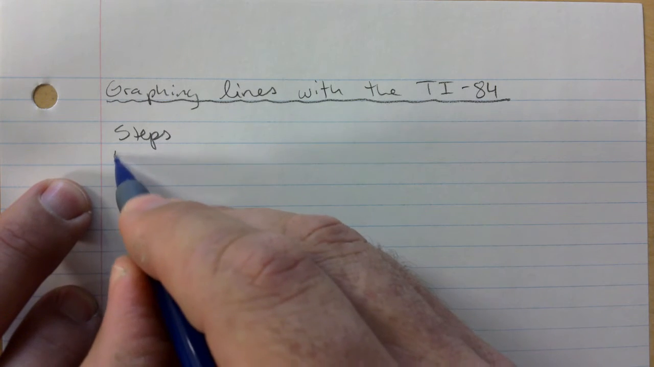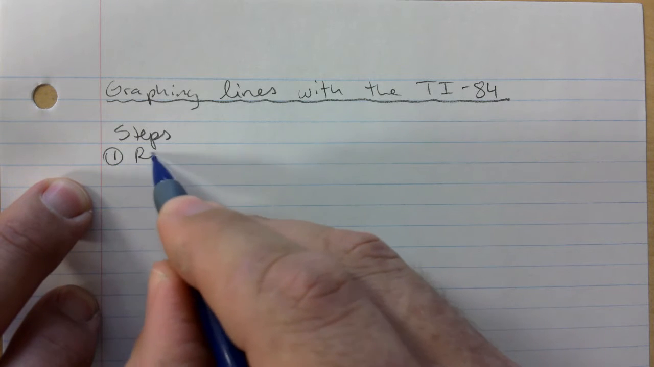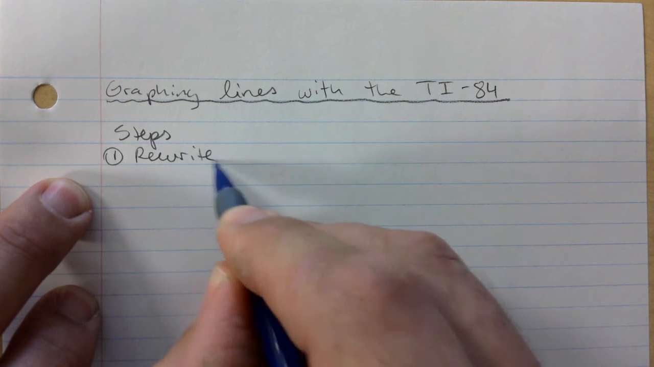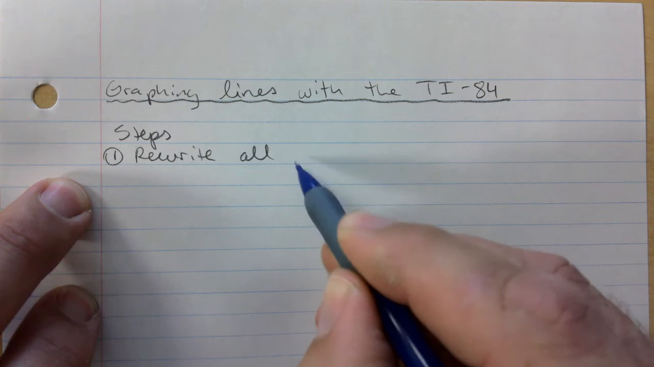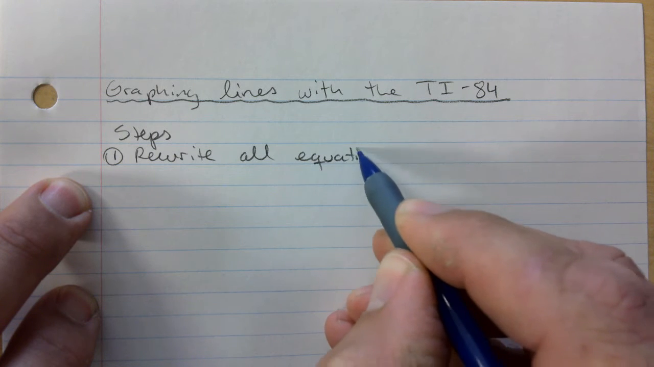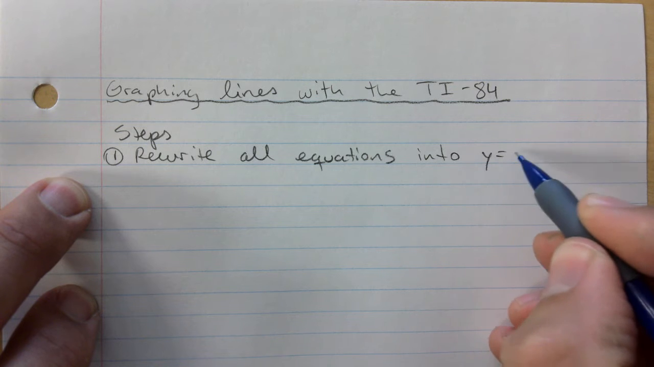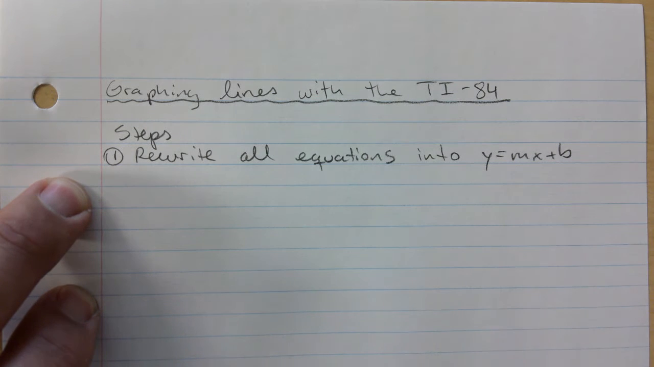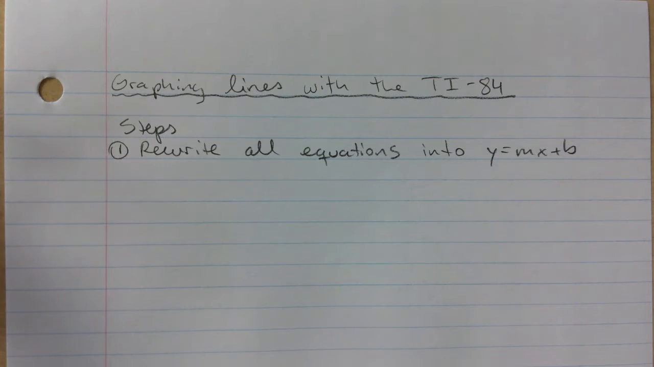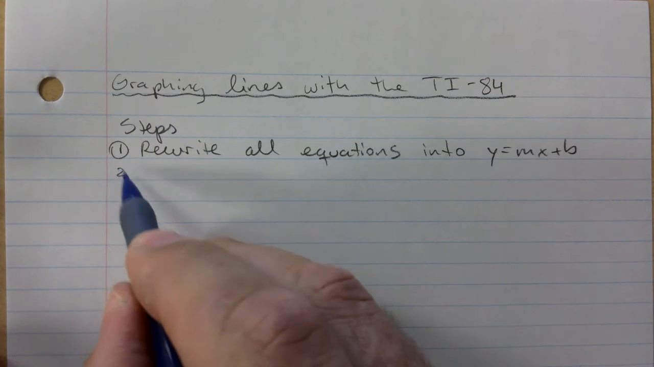So in general, these are the steps. Rewrite all equations into slope-intercept form. So they should look like that. Mind you, it could just be a number. It could be that there is no slope, but in general, that's what you do.